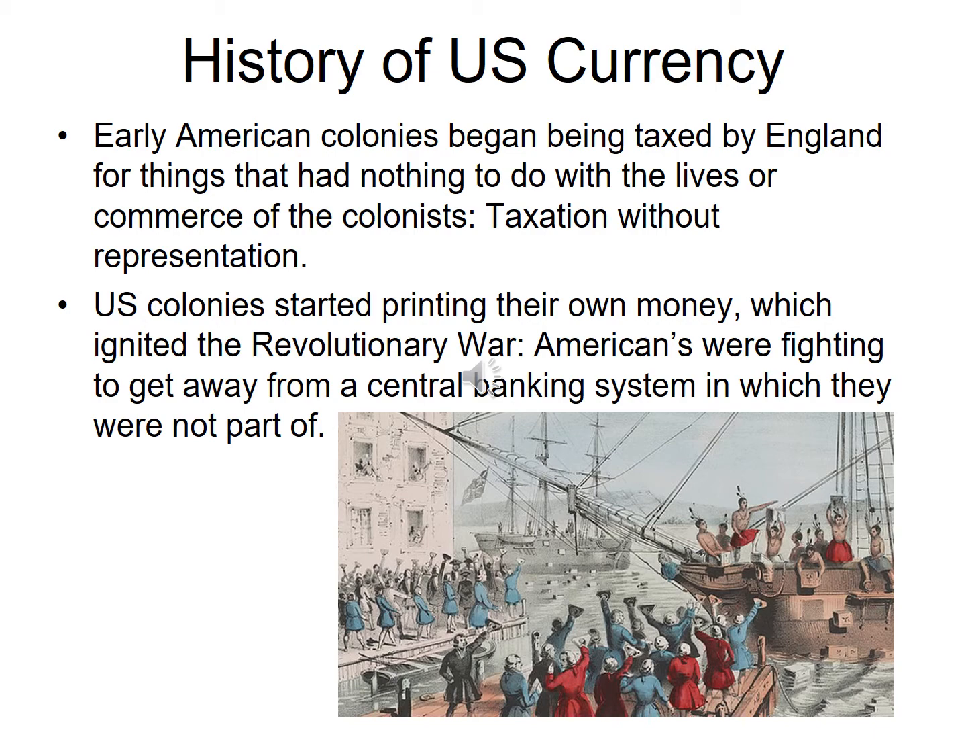And they didn't want taxation without representation. And they kind of threw that on its head, which didn't make England too happy and caused a Revolutionary War. And the U.S. colonies actually started printing their own money, kind of saying we're going to have our own monetary system. It's going to be decentralized instead of the centralized one, central in England. And that started the Revolutionary War. Americans were overall, in one way of looking at it, fighting to get away from this central banking system that they weren't represented by and weren't a part of.